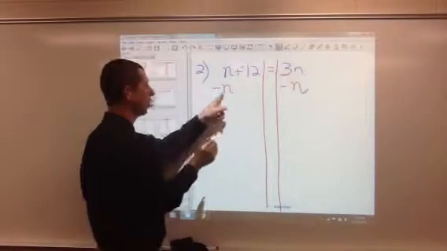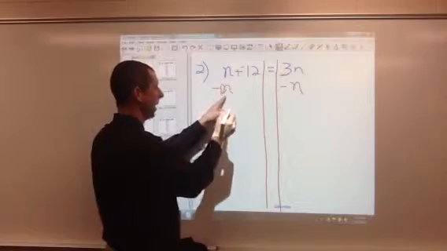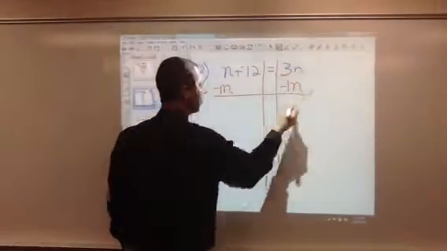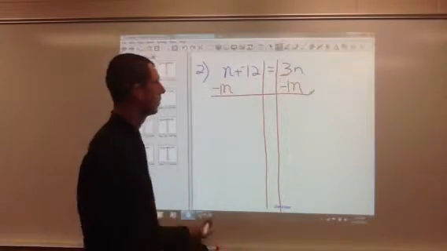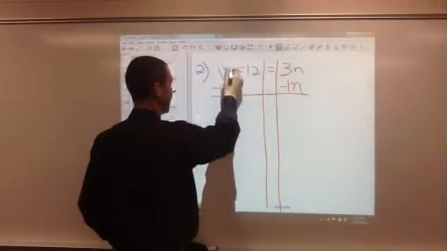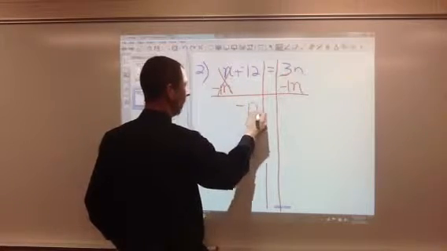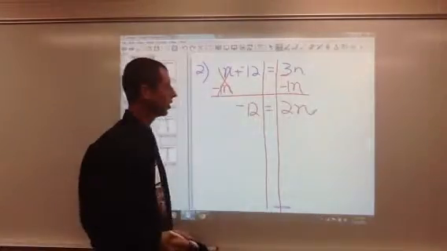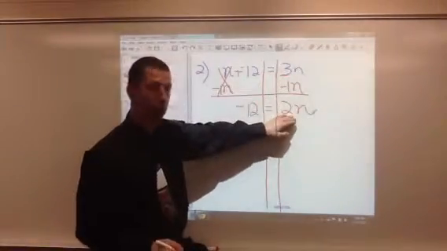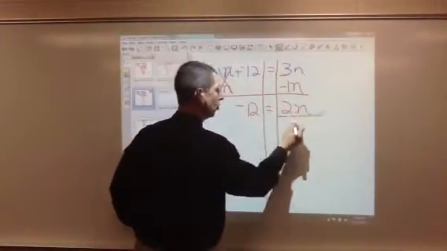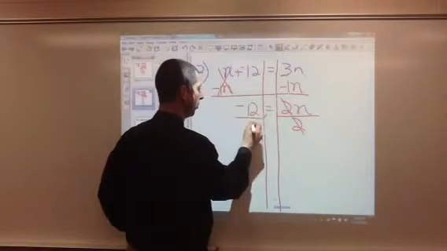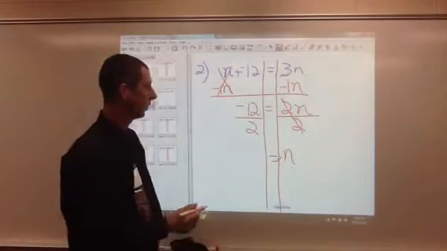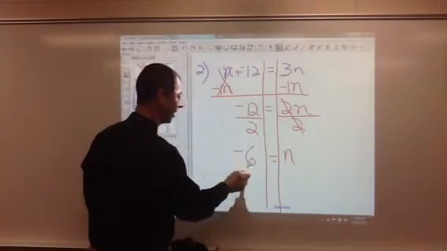Now remember, this is 1n. This is a negative 1n, or subtracting 1n. So if you want to put a 1 there, go right ahead and do that if that helps you to do the subtraction. Okay, so these cancel. You're left with negative 12 equals, in this case here, 2n, because 3n minus 1n is 2n. Now we divide by 2 to isolate our variable, doing the same thing on both sides. So n equals negative 12 divided by 2, which is negative 6.